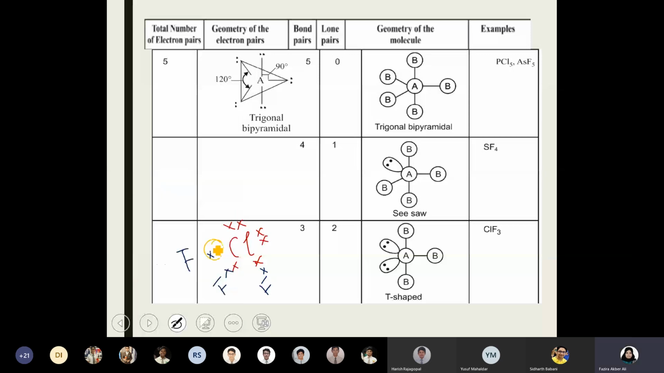So what happened? How many bond pairs and lone pairs? Ma'am, 3 bond pairs and 2 lone pairs. So 3 plus 2, that is equal to a total of 5. If it was 5, then the expected geometry is trigonal bipyramidal. If you have 5 electron pairs, the expected geometry is trigonal bipyramidal.